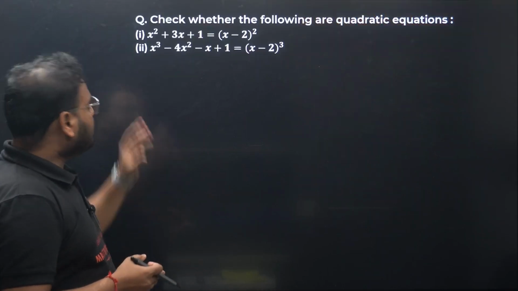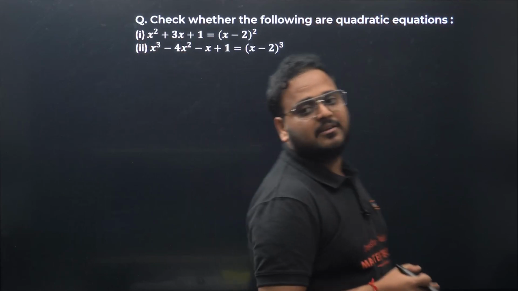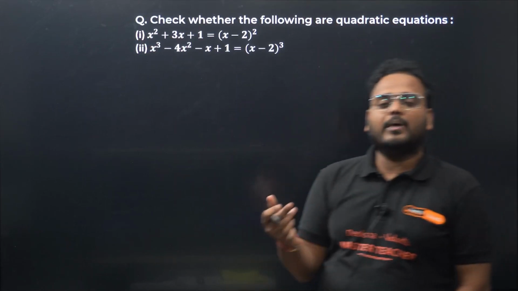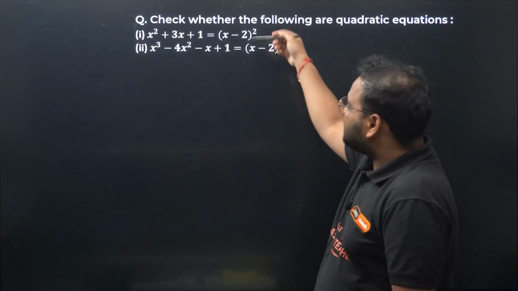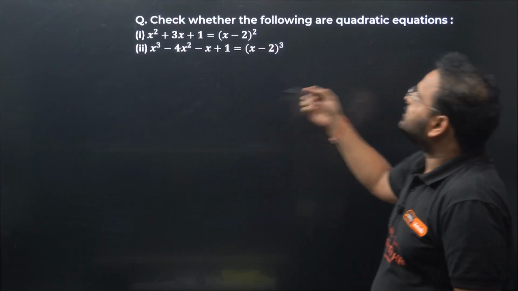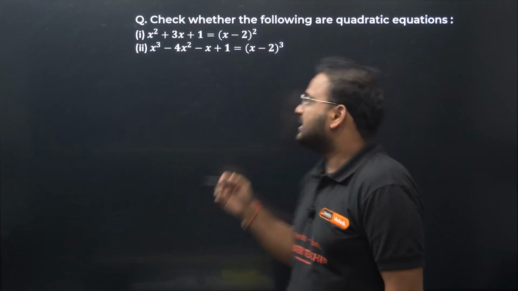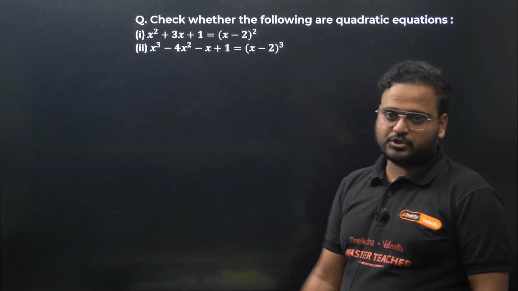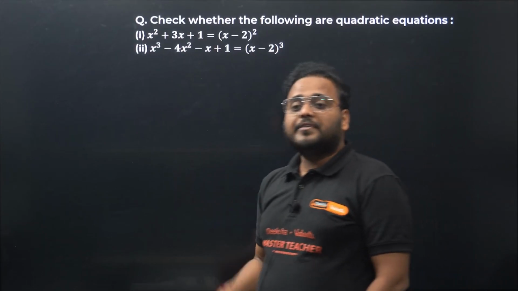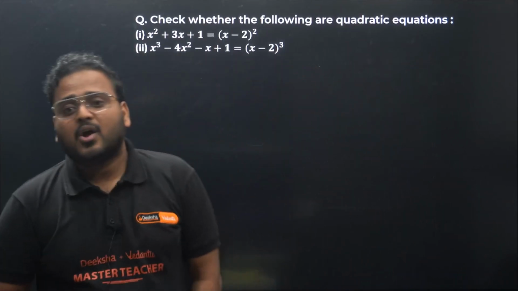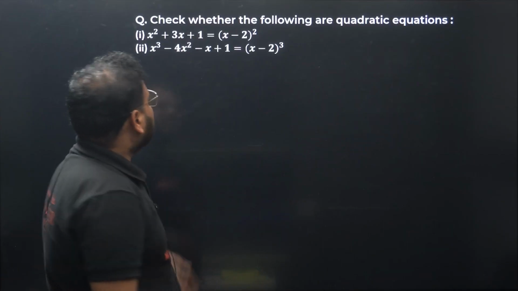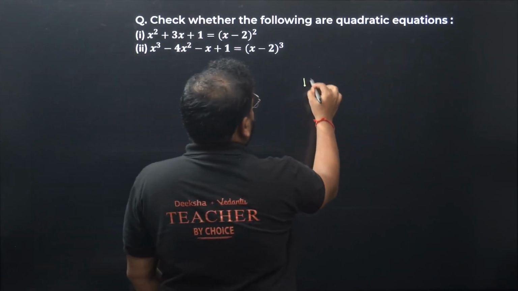Now let's solve this particular question to understand the form. Why I explained the form and why it is important is because this kind of question can be framed on it. They're asking us to check whether the following are quadratic equations or not. In part 1 and part 2 of this question, we'll figure out whether the given equations are quadratic or not. Let us start with the first one.